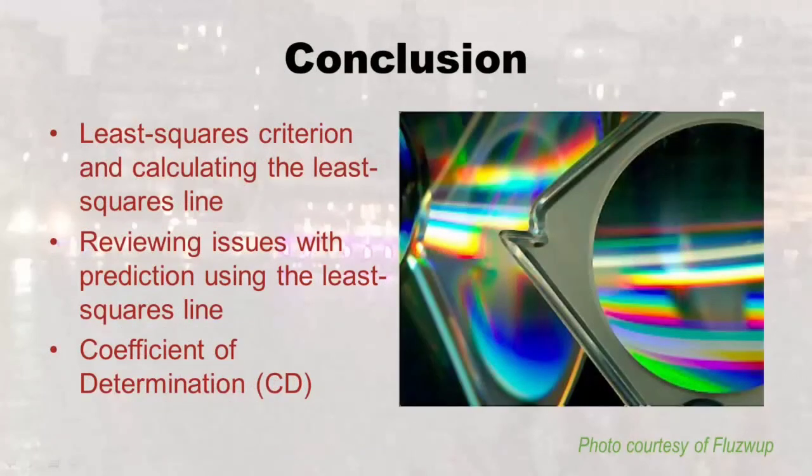So in conclusion, the least squares criterion and calculating the least squares line was the first thing we went over, how to do that and what it all means. And then I reviewed some issues with prediction using the least squares line because it looks kind of easy and looks kind of better than sliced bread, but there are some things you have to think about. Finally, we went over the coefficient of determination so that you could figure out how good your least squares line equation was. And I just wanted to point out that CD kind of looks like CDs, like we used to have CDs. They were so pretty and rainbowy like that. But now all CD means is coefficient of determination.